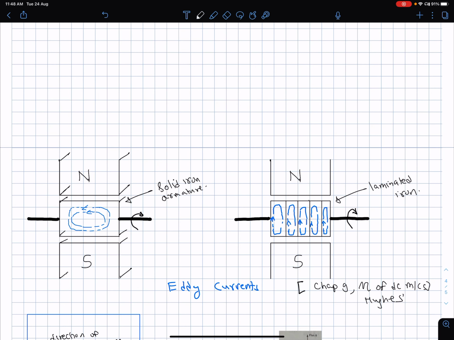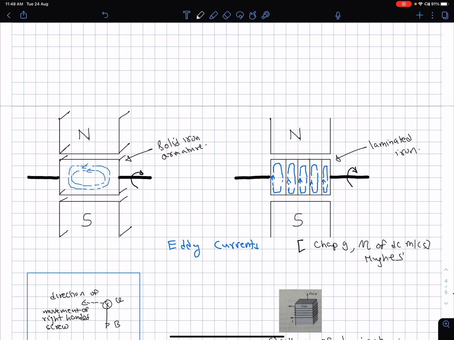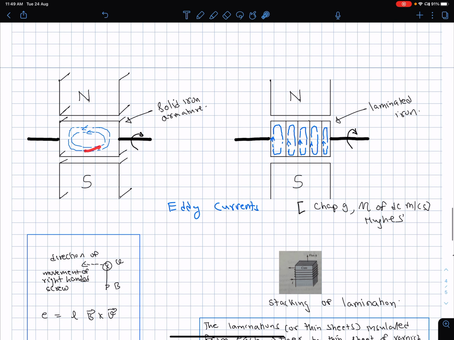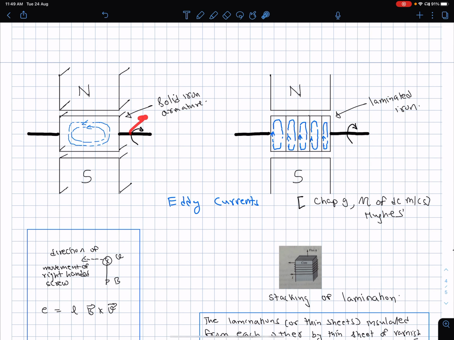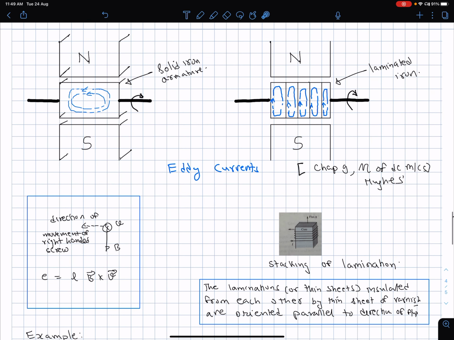Okay. Now let's come to the other loss component, which is the eddy current loss component. Here I have taken a DC machine example. Of course, DC machine we'll learn later on, but in this particular case, just important to notice is that I have a north pole here, a south pole here, and an iron core, called a solid iron core, called the armature, which is mounted on a shaft which is rotated in this clockwise direction to begin with, and this is a solid iron core.